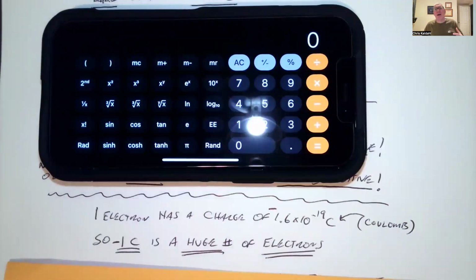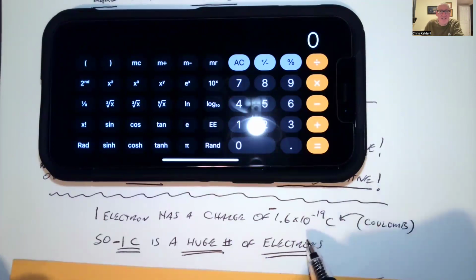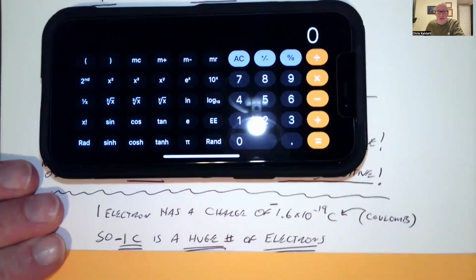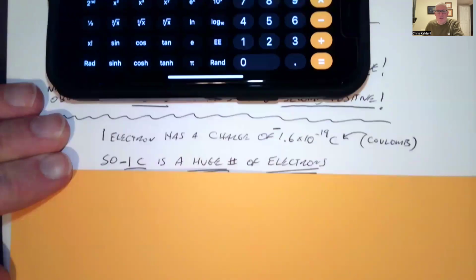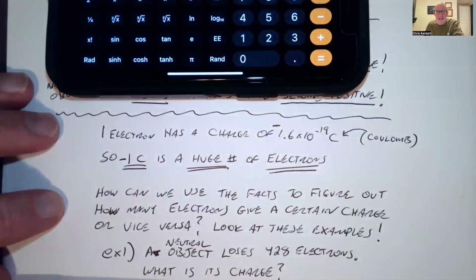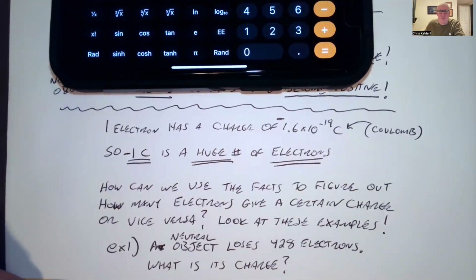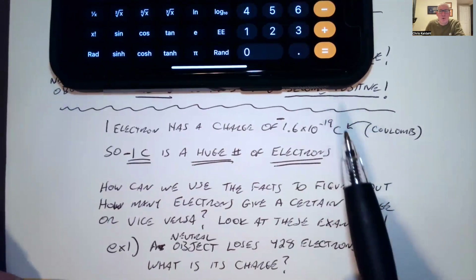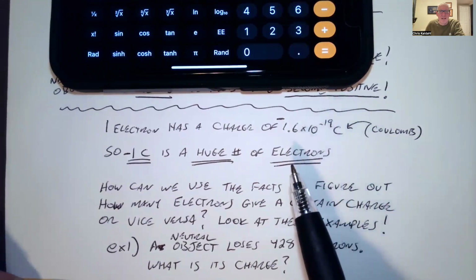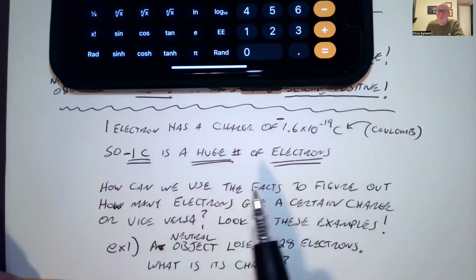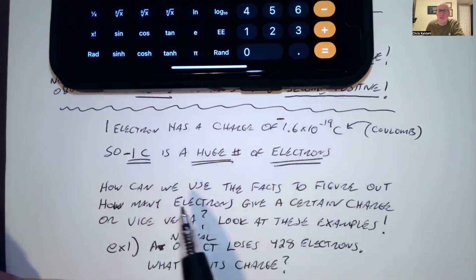So if I'm talking about 1 coulomb of charge, my goodness gracious, that is going to be an astronomically big number of electrons. And so what I want to do real quick is show you how we could go about figuring out the sort of conversions between the number of coulombs and the number of electrons. And so let's look at an example. How can we use the facts above to figure out how many electrons give a certain charge or vice versa?